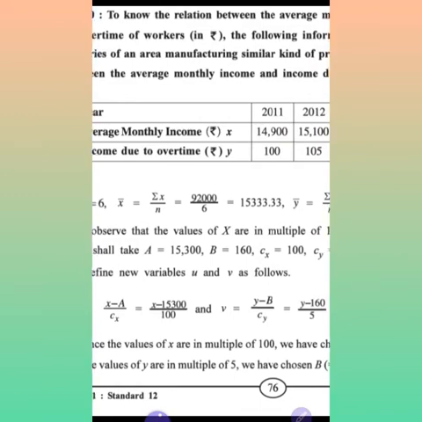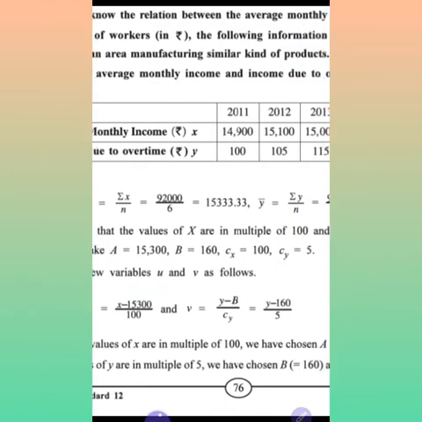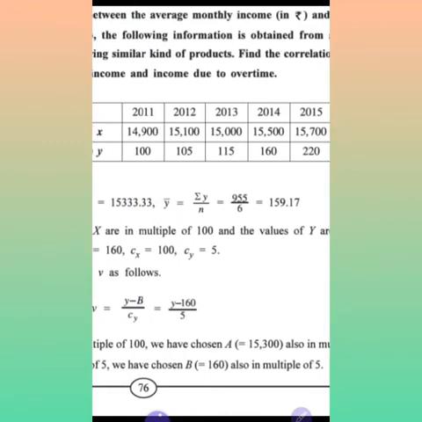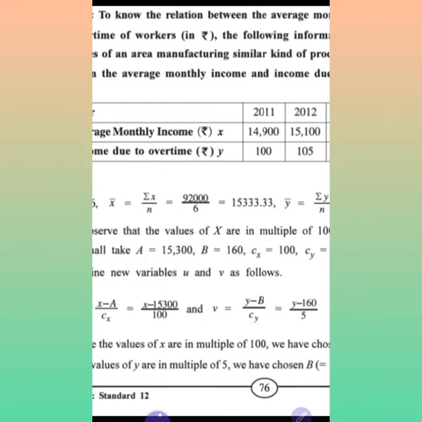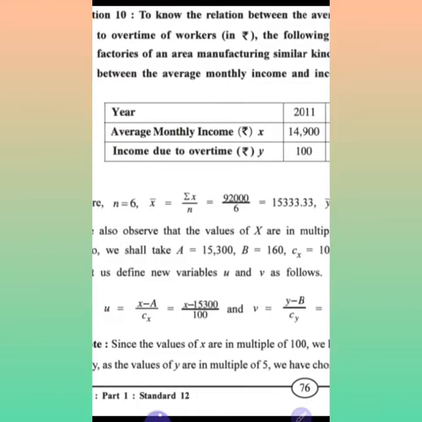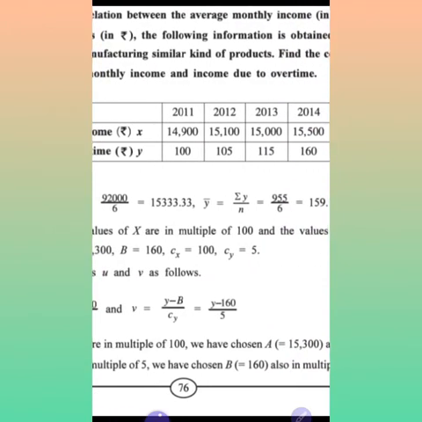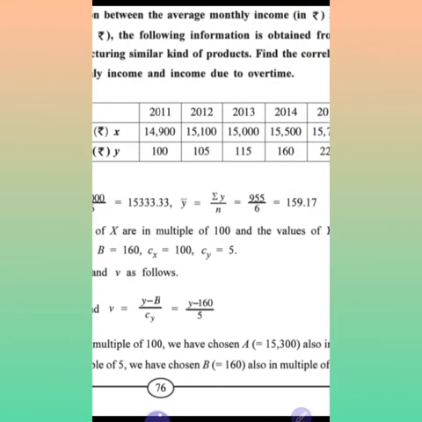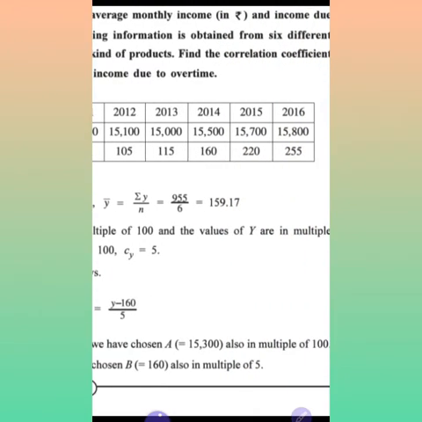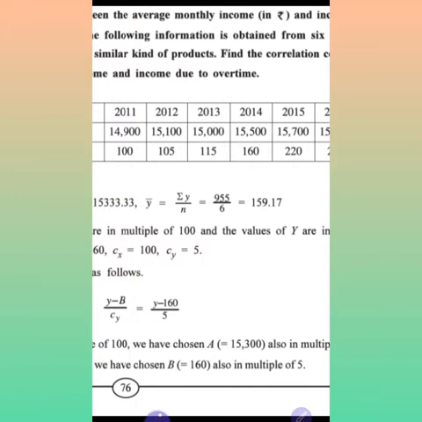While we talk about x bar, you will add all the numbers, that is 14,900 to 15,800, and you are going to divide it by 6. You are getting something like 15,333.33. Similarly, we need to find out y bar. For y bar, we know it is sigma yi upon n. That is, you are going to add 100, 105, 115, 160, 220 and 255. The total summation you are getting is 955. Again, because there are 6 different years, you are going to divide it by 6. As you divide it, you are getting 159.17.